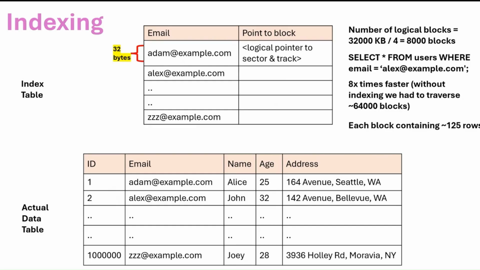Now each block in these 8,000 blocks contains 125 rows. That's why we require only 8,000 blocks. Here it was storing only 16 rows, right? So that's why it was 64,000.